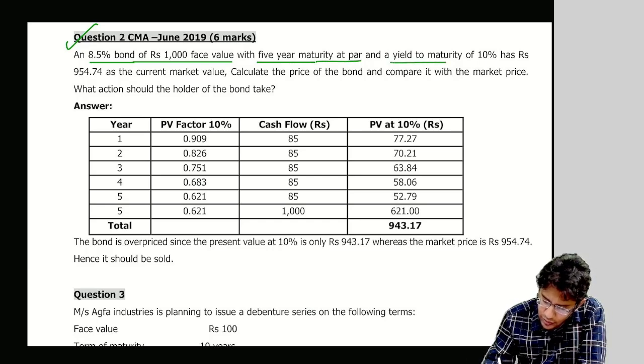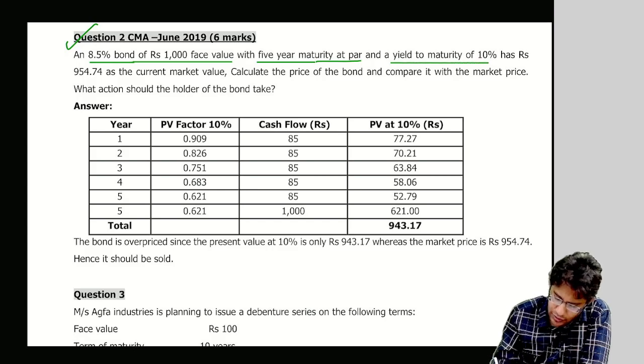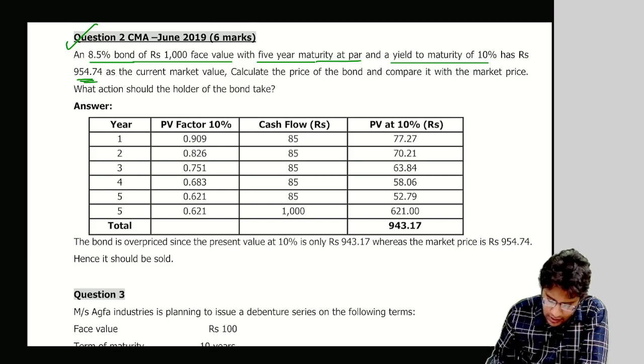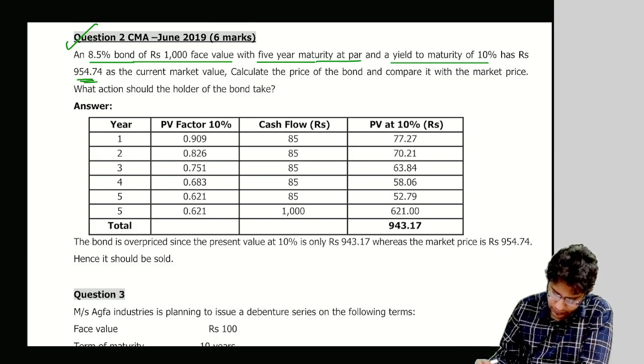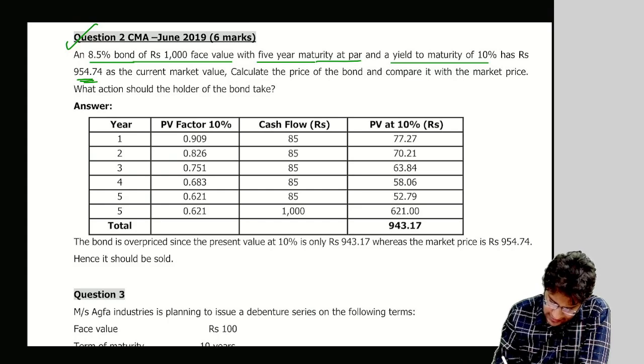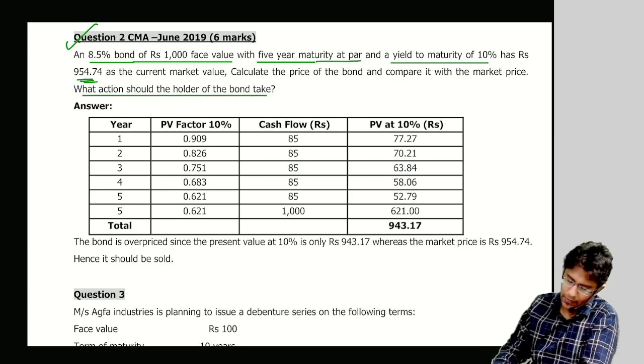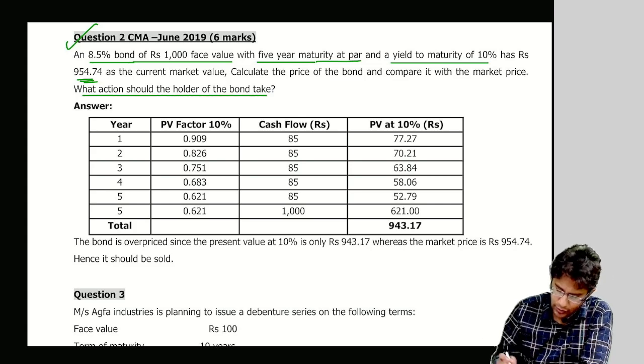And yield to maturity of 10%, which is a discounting rate, has rupees 954.74 as the current market value. He is asking: calculate the price of the bond and compare it with the market price, and what action should the holder of the bond take. As such, it's easy.